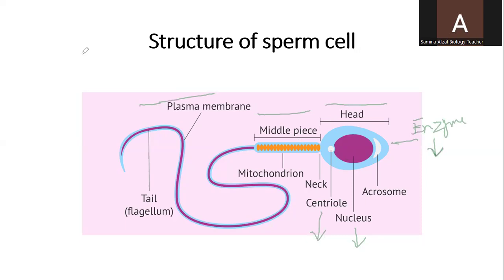So these enzymes will break down the egg's outer layer. Mitochondria are there which help to produce energy, and this energy is needed by the sperm. The locomotive organ or tail is present, which helps it to move towards the female egg or female gamete.